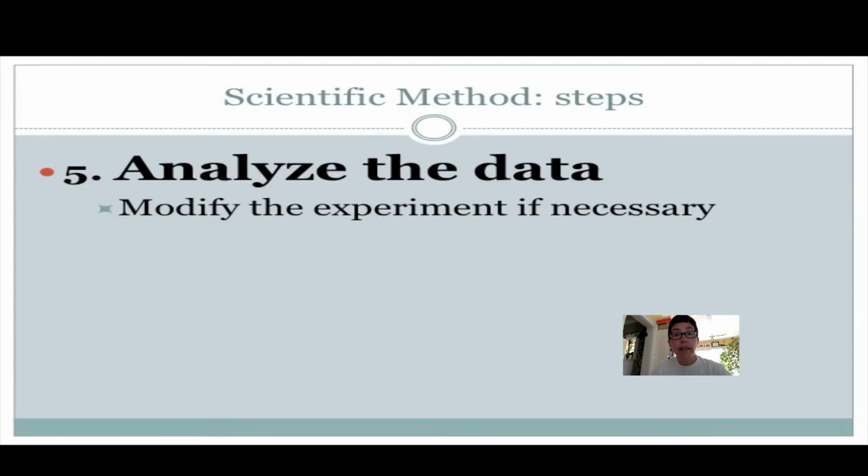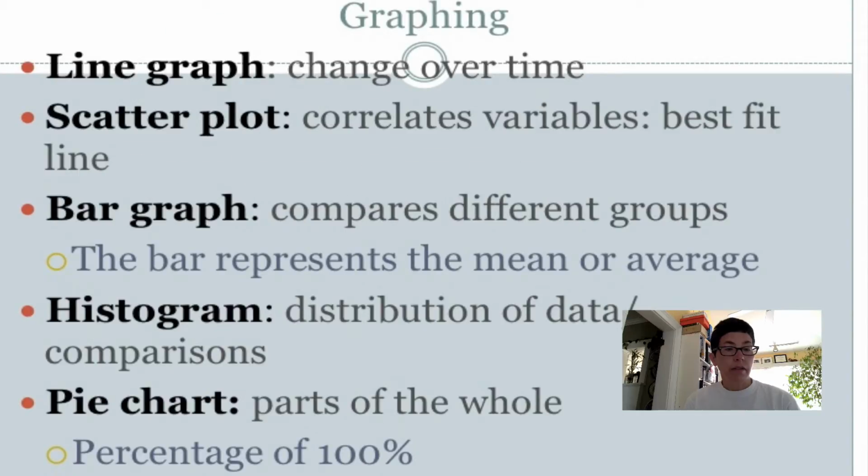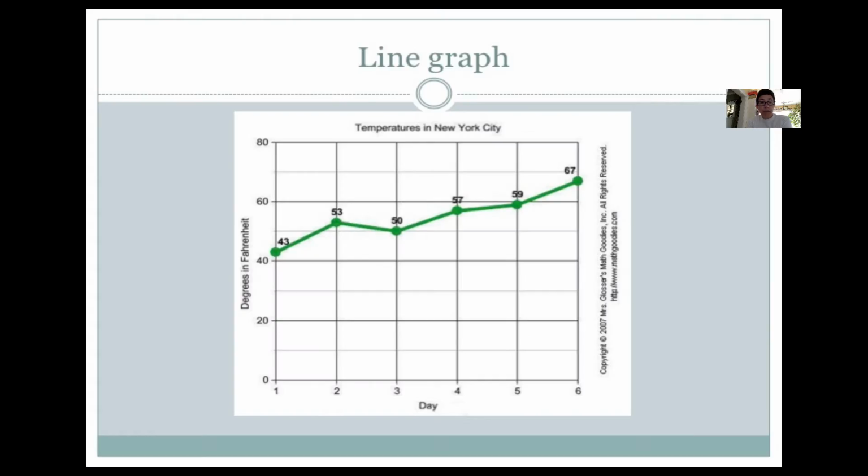Step 5. Analyze the data. Once you've collected and organized the data, you'll need to analyze it. Numerical data will usually be graphed, and there's several different types of graphs I'd like to talk about now. A line graph is used to show change over time. Points are connected from the left to the right.